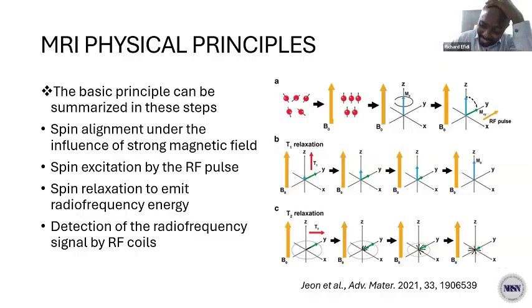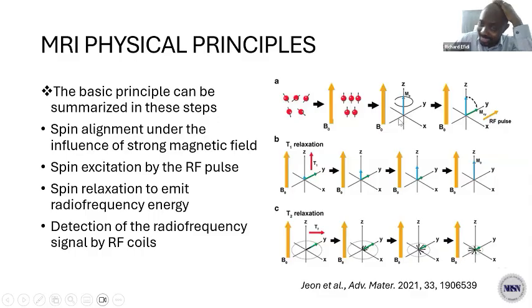So when the body is placed in an MRI magnet, two things happen. The spins become aligned in the direction of the magnet, even though some also get aligned in the opposite direction, but there is a net alignment in the direction of the magnet, which gives what we call the longitudinal magnetization. So the second step involves introduction of the RF pulse.